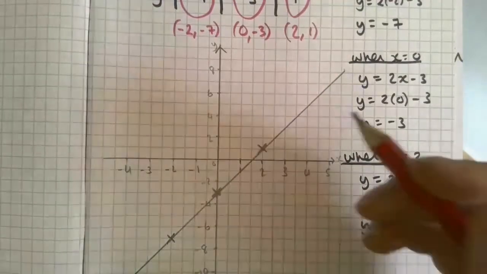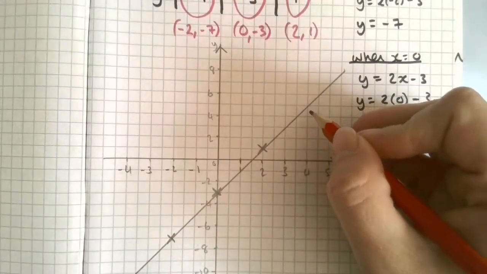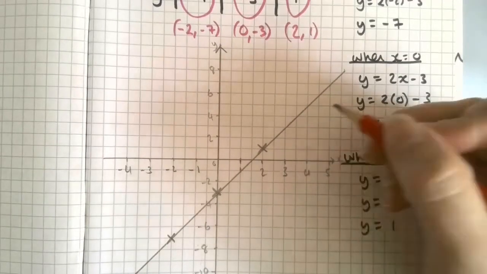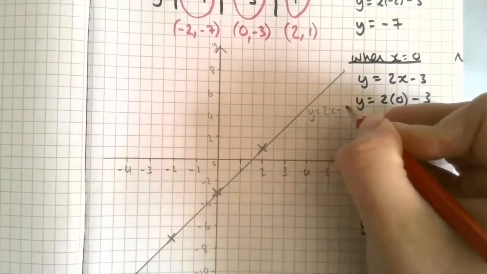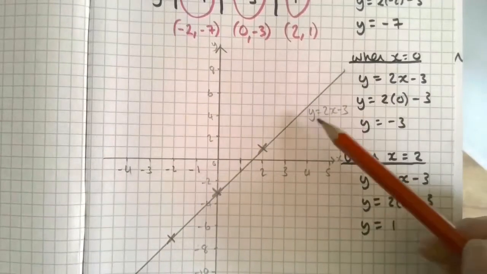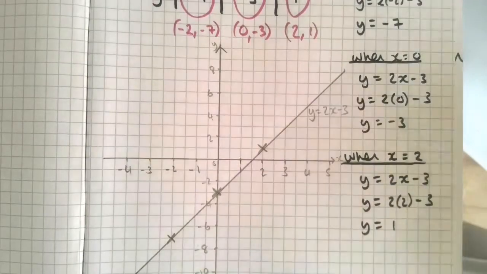Oh, sorry. And always label your line as well, because if you're doing a question and you have 5 different graphs plotted on the same set of axes, it's going to get quite messy. So label it. So this is the line y equals 2x minus 3. And remember, that just means that every single point on this line, the y coordinate is going to be 2 times the x coordinate, take away 3. Right, let's look at the next example.